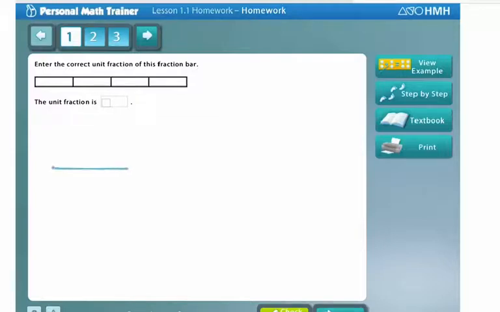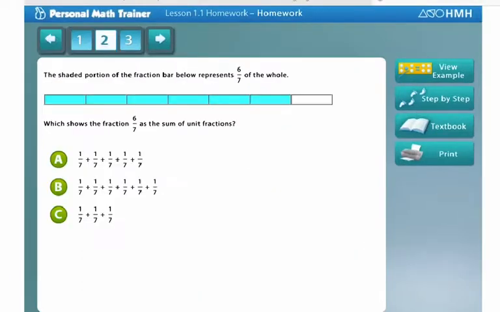And anytime you hear the word unit fraction, you're always talking about one part out of a certain amount of parts. So that would be a unit fraction. So for example, one part of this would be shading in this amount here. So a unit fraction here would be the same as one part out of 4 parts. So the unit fraction should be 1/4.